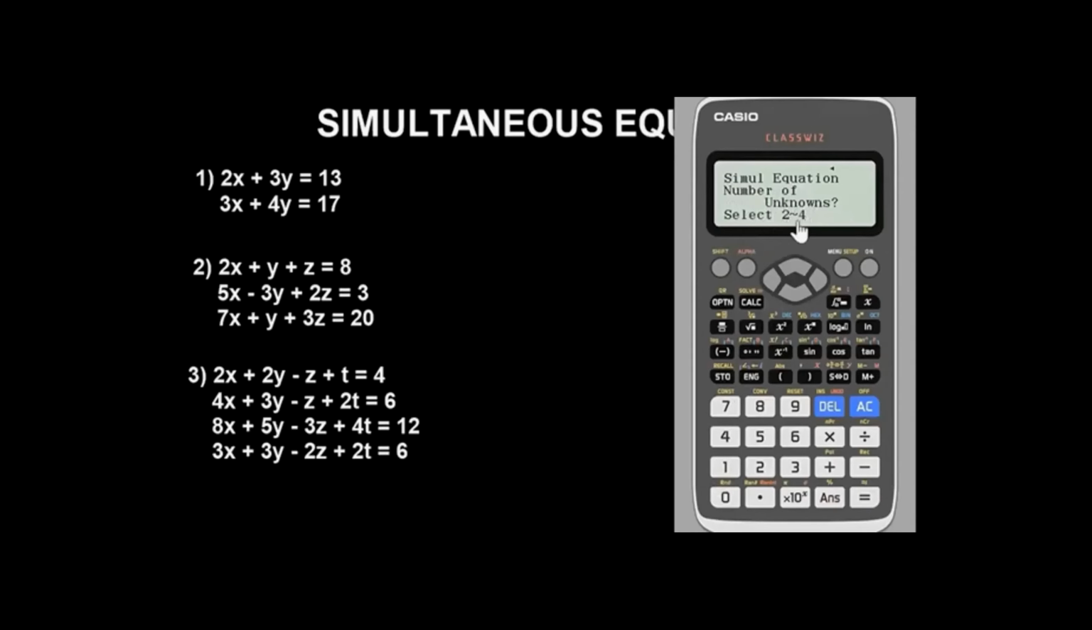Select 2 to 4. So guys, what this means is that if you select 2, you are solving simultaneous equation that involves 2 variables. If you select 3, you are solving the one that involves 3 variables, just like this question 2. If you select 4, you are solving the one that involves 4 variables, just like this question 3, guys. As simple as that. So since we want to solve question 1, and question 1 involves how many variables? 2. So that means we're going to select 2 here.